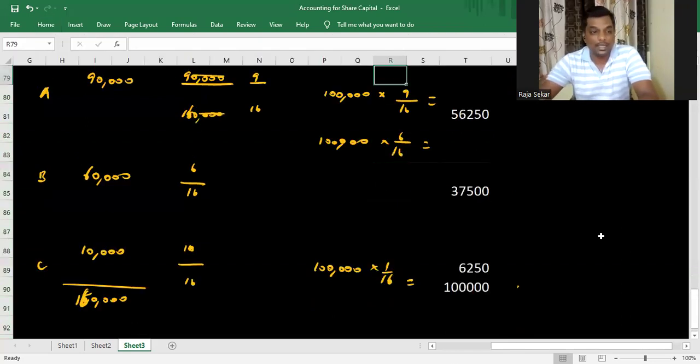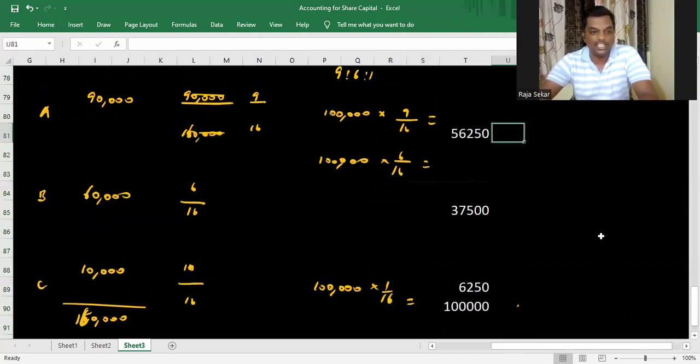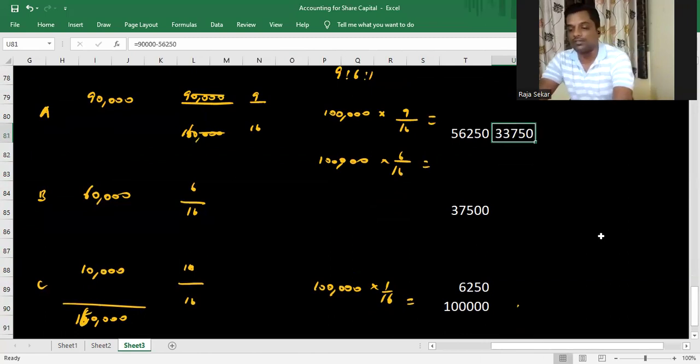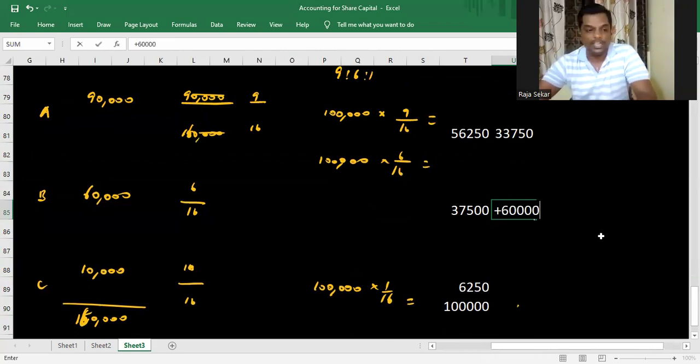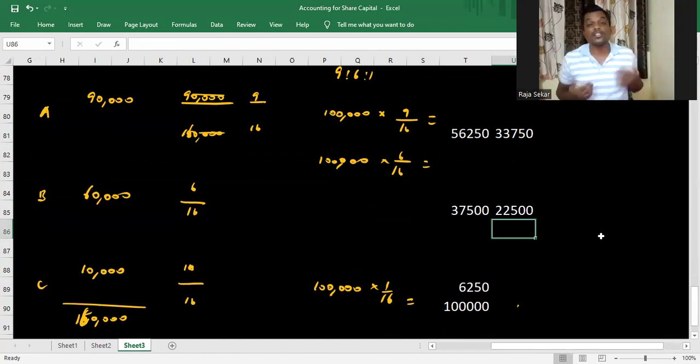So if you look at the excess application money, the excess applications made by A, it is the 90,000 applications made minus the number of shares allotted to A, which is 33,750. And for B, it will be the 60,000 applications made by him minus 37,500. That is the extra applications he has made.